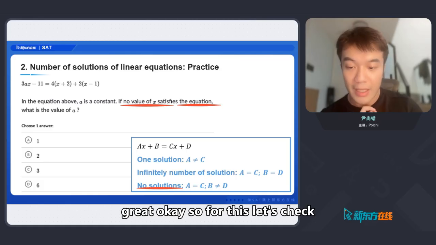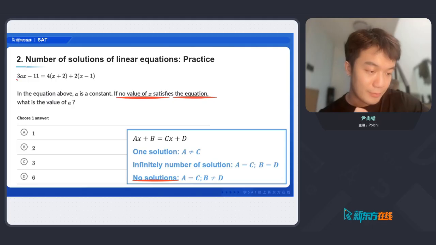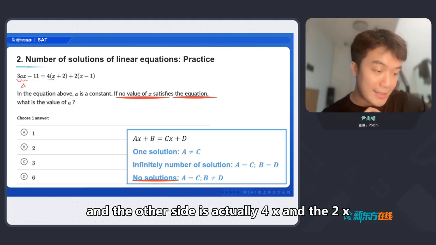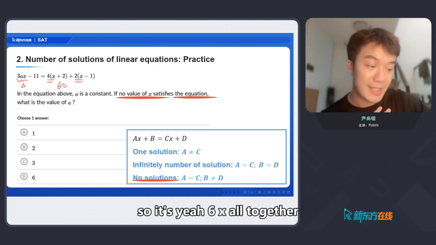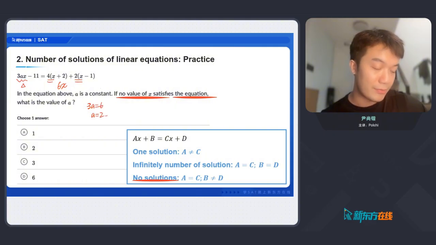Great. Okay, so for this, let's check. If one side is 3ax, okay, this is all the x, right? And the other side is actually 4x and 2x. So we have to put it together. So it's 6x altogether, right? So 3a is equal to 6 and a is equal to 2. That's the value of a.